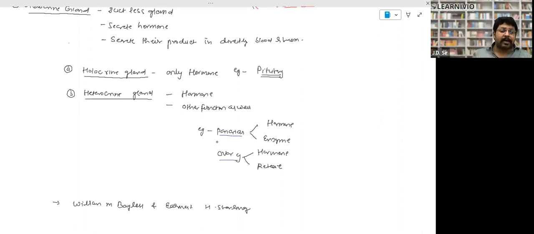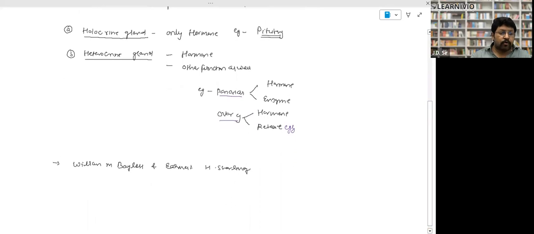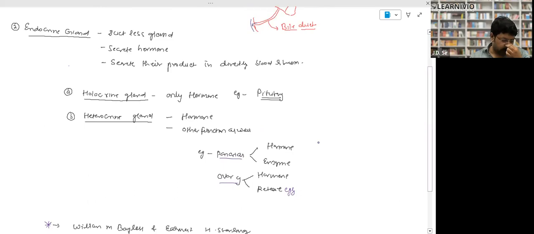What are the functions? Pancreas secretes hormone, but at the same time, it also secretes the enzyme. Why? Pancreas secretes the insulin, but at the same time, you know that it secretes the pancreatic juice, which is responsible for digestion in the small intestine. Right. So it has two functions. Ovary secretes the hormones, estrogen, progesterone and all that. But at the same time, it releases the egg as well. Right. So production of egg also takes place. That's why this is called heterocrine. Right. William M. Bayliss and Ernest Starling were the people who discovered the hormone. Hope it is clear. Heterocrine and holocrine gland.